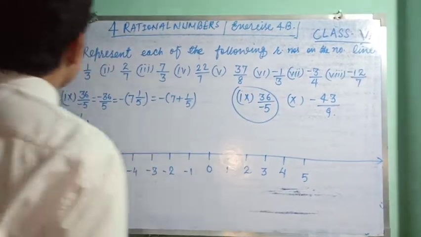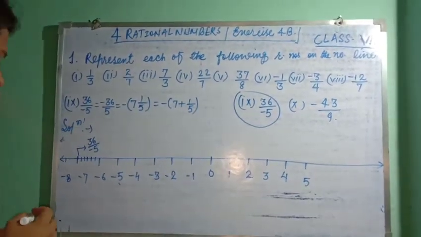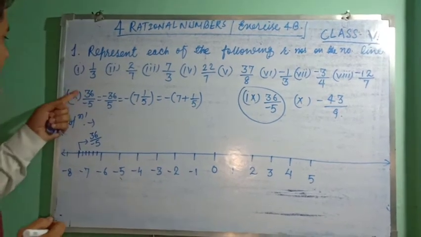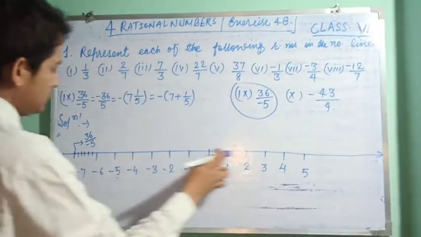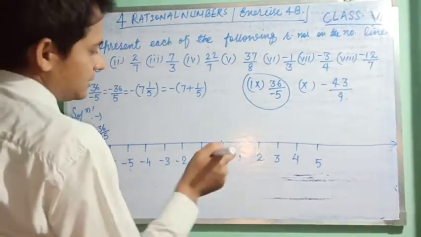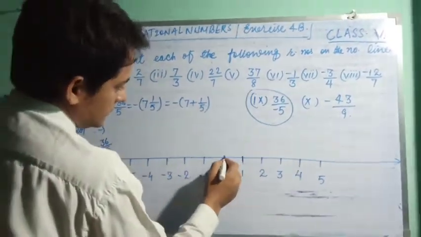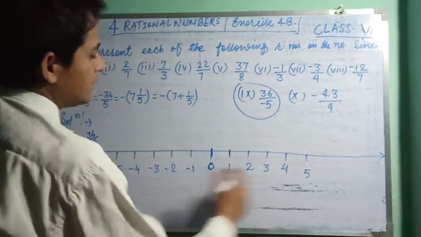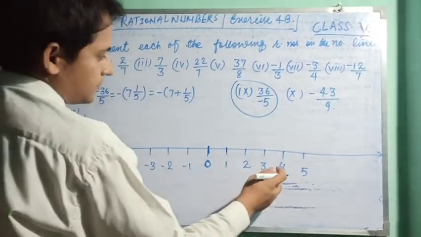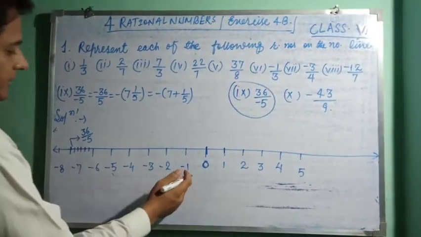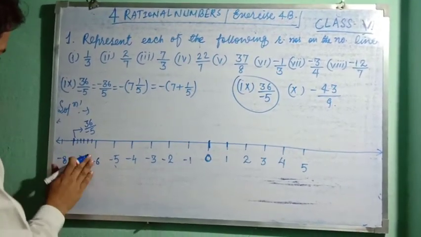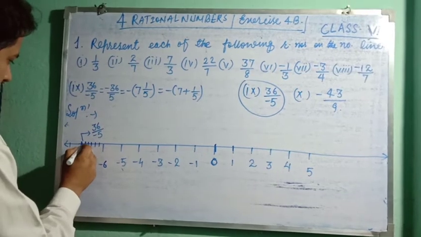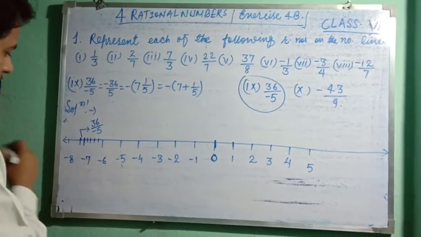Here, 36 upon minus 5. We have to represent this number on the number line. First of all, we have to draw the line. Now write the labels. Here is 0, on the right side plus 1, plus 2, plus 3, plus 4, and so on, and on the left side minus 1, minus 2, minus 3, minus 4, minus 5, minus 6, and this is minus 7 and minus 8 and so on.